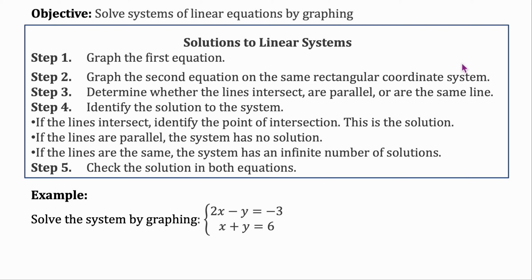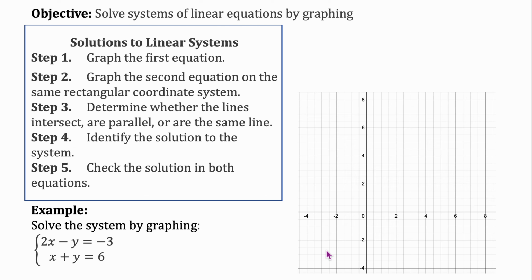Now let's look at an actual example. So there are 5 steps that we're going to do to solve the system of equations by graphing. You'll see there are 2 linear equations, and let's go through that process. So our first step says to graph the first equation. Now, how would we graph 2x minus y equals negative 3?